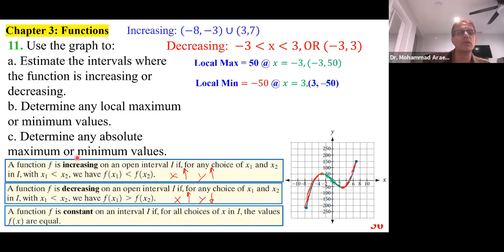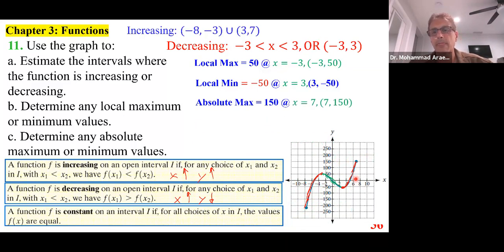Determine any absolute max or min value. Absolute or global refers to the entire domain. So what is the absolute max? The endpoints can be absolute, they cannot be local, by the way. So for the absolute, this happens to be the largest value. It seems to be 150. So the absolute max is 150, and it occurs roughly at 7.